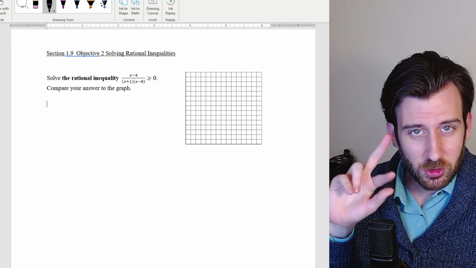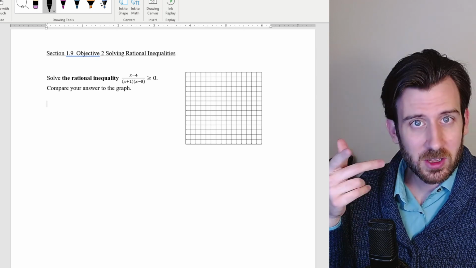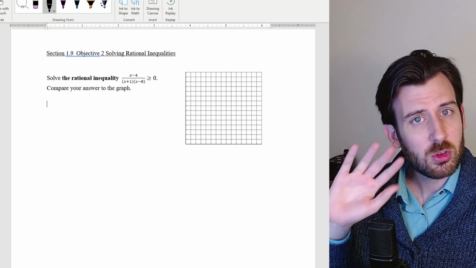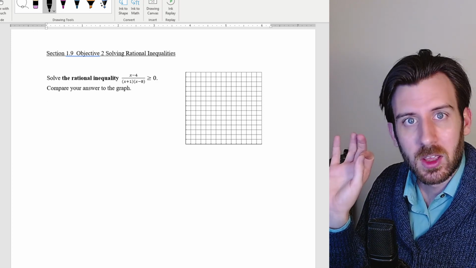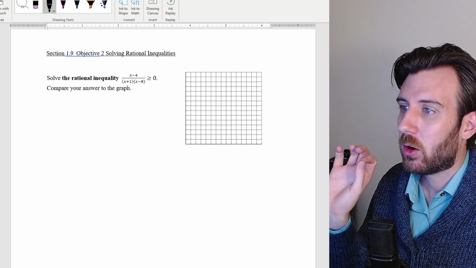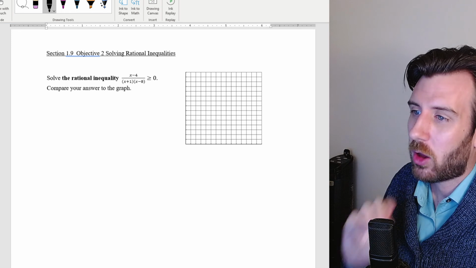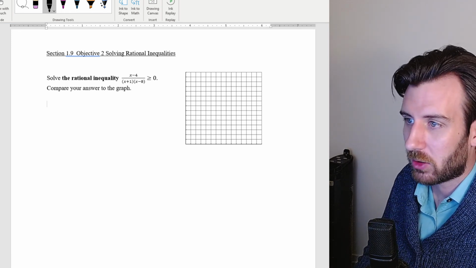This time we're going to try to use our strategy to get us our picture, or at least an estimate for our picture, and we'll use the GeoGebra on the back end to see if we've been able to capture everything that the computer did just in an idea format. Okay, so solve the rational inequality. When does all of this stuff become greater than or equal to 0?